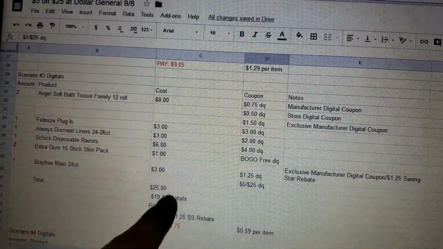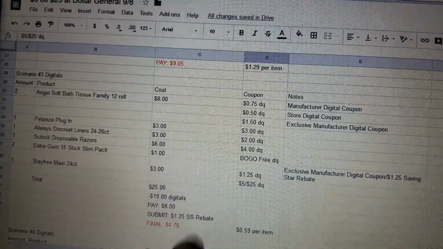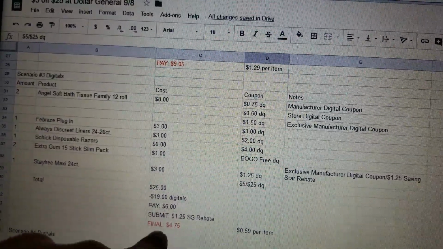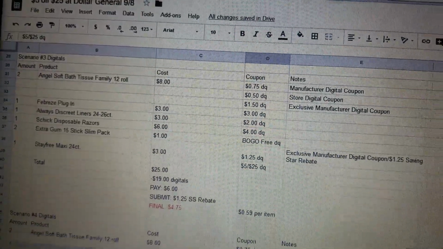And then you're just going to type in your digitals. $19 comes off. You're going to pay $6. Submit that $1.25 to Savings Star, and your final is going to be $4.75 or 59 cents per item.